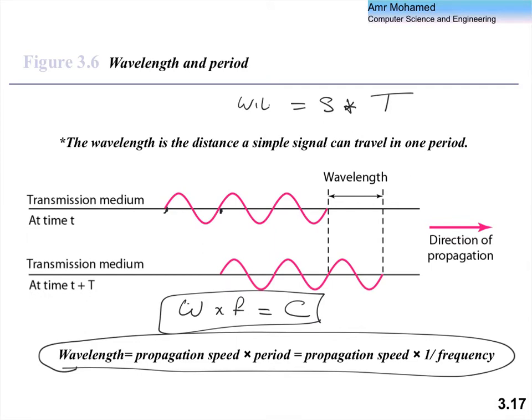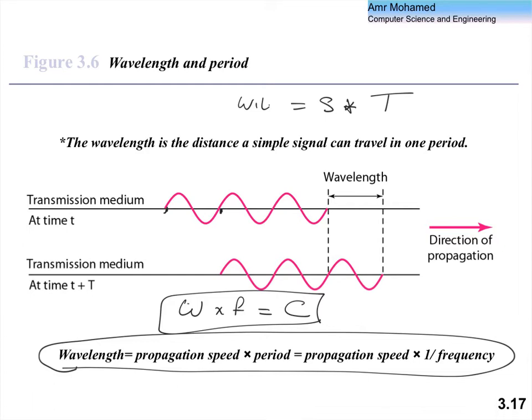Okay? Which means that the relationship between the wavelength and the frequency is defined by the propagation speed or, in many cases, the speed of light. So the difference now between the wavelength and the period, remember, T times f is 1, right? But wavelength times frequency is the speed of light, right?